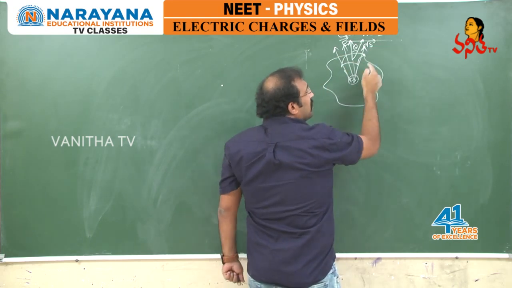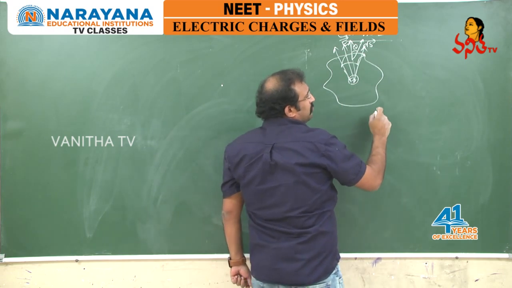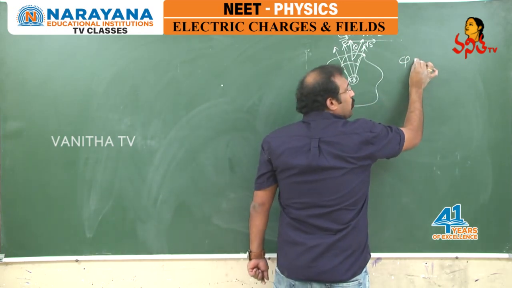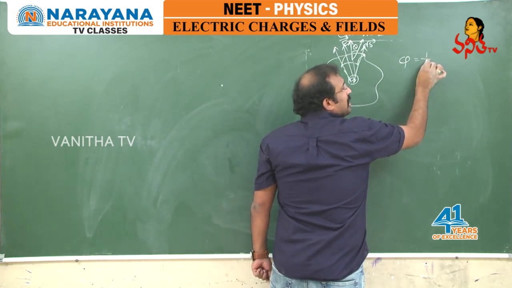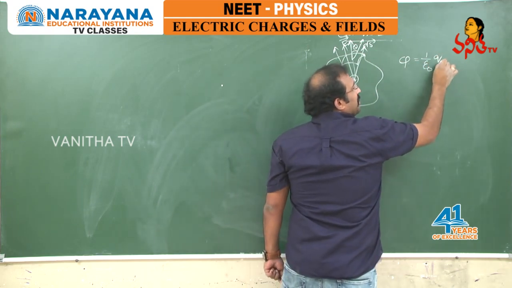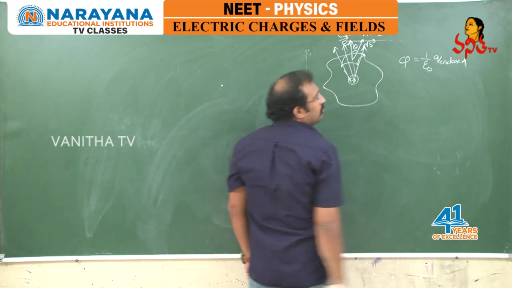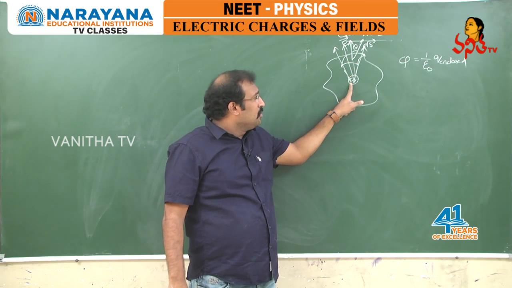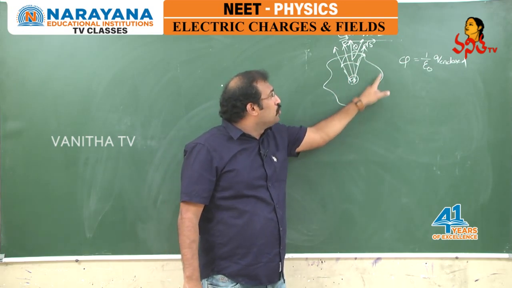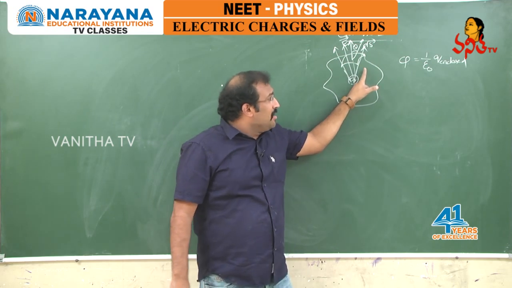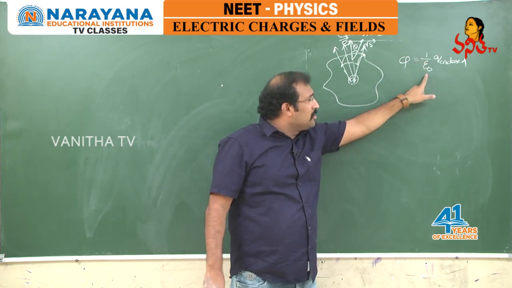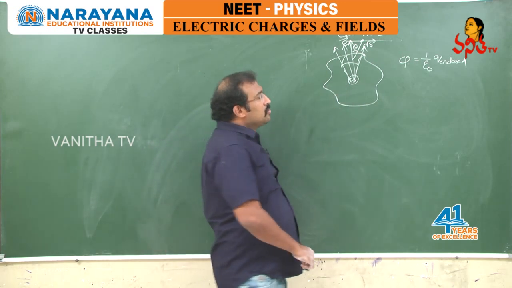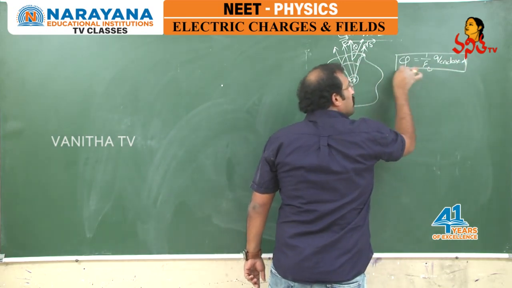According to Gauss law, the flux through the closed surface is equal to 1 by epsilon naught times the charge enclosed by the surface. Now, according to Gauss law, we define the flux due to a charge through a closed surface as nothing but 1 by epsilon naught times the charge enclosed by this surface. So, this is the definition of Gauss law.